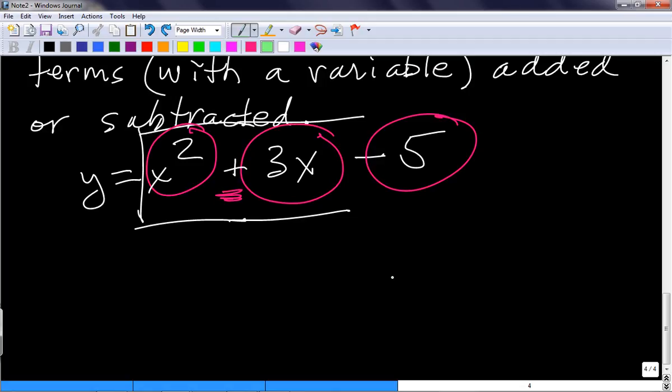I'm not sure what you mean by that. Right, these are different terms. Yeah. Yes, they're all different terms.